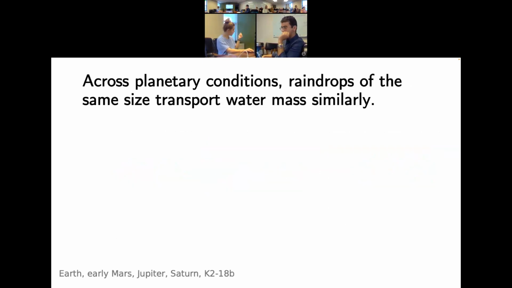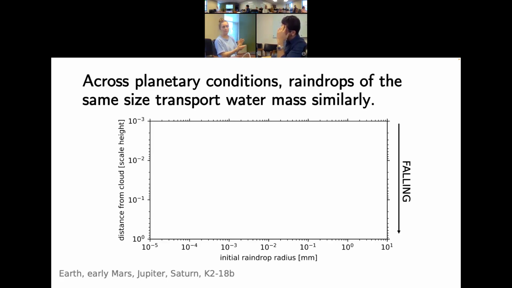And so the next thing we can do is, here I just had a fixed surface, but we can also just look at how raindrops can transport mass downwards just as a function of vertical distance. And what we see is that across planetary conditions, raindrops of the same size transport water mass similarly. Here we're just going to look at a few specific examples, but in the paper we show this in more detail.